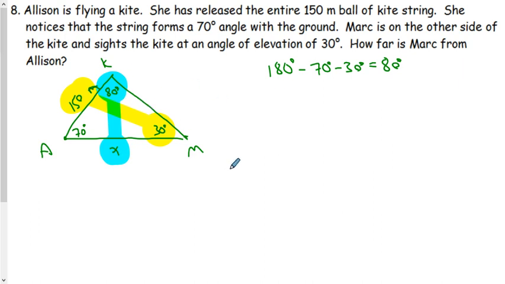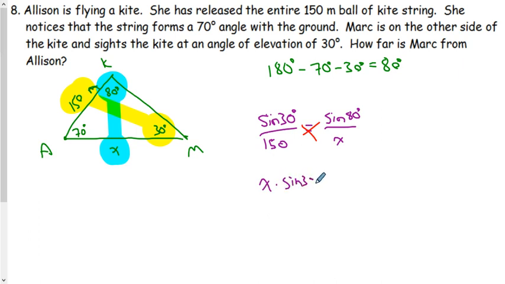Okay, let's set this up. We do have a sine law problem. I'm going to say sine of 30 degrees over 150. That's my known ratio. How about my one where I don't know one of them? Sine of 80 degrees over x. Sounds good. Can you get to the answer from here? Cross multiply. x times sine of 30 is on one side, 150 times sine of 80 on the other side. Divide both sides by sine of 30.